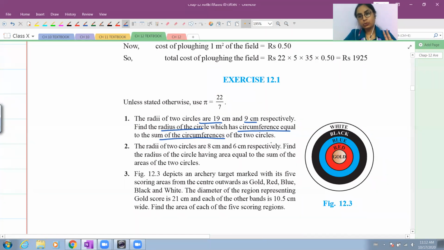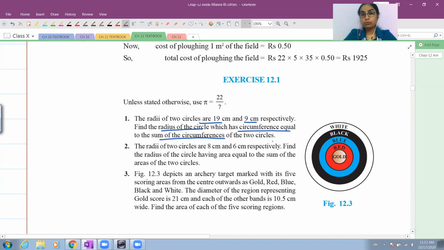You are given two circles whose radii you know. You have to find out the radius of the circle whose circumference will be equal to the circumferences of these two taken together. If you find out the circumference of the first circle and the circumference of the second circle, you add them. Whatever answer is obtained becomes the circumference of the new circle, and you want to find out the radius of that new circle.